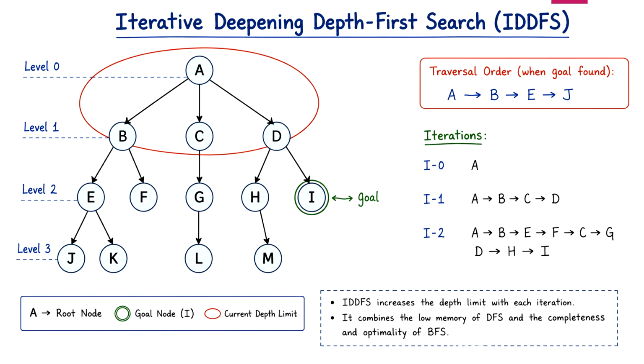Now the question will be asked: goal node found? No, there is still no. Next, increase the depth limit again. Now we are going to increase to iteration 2. Depth limit is 2.